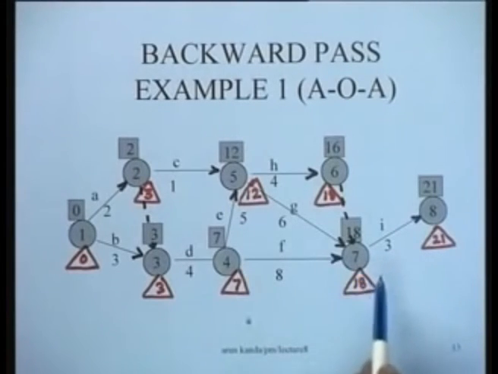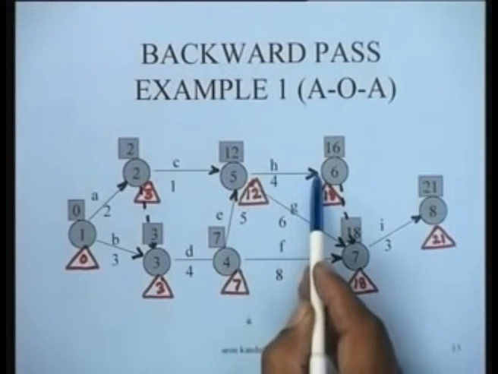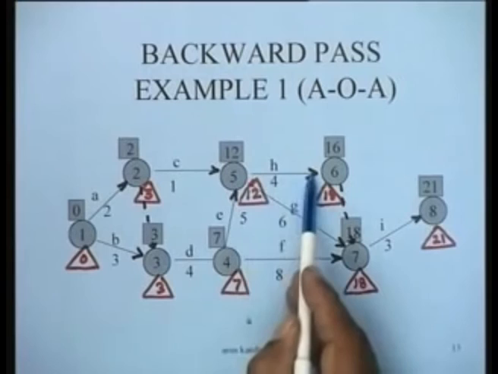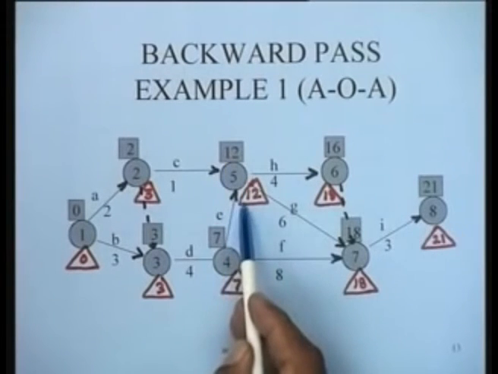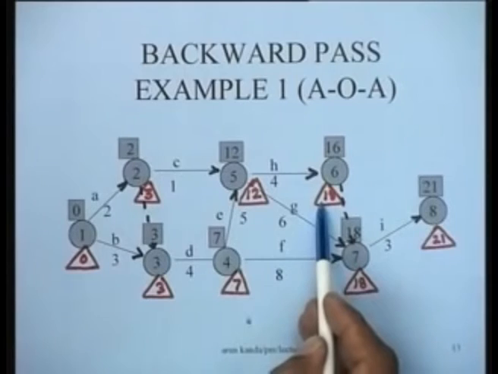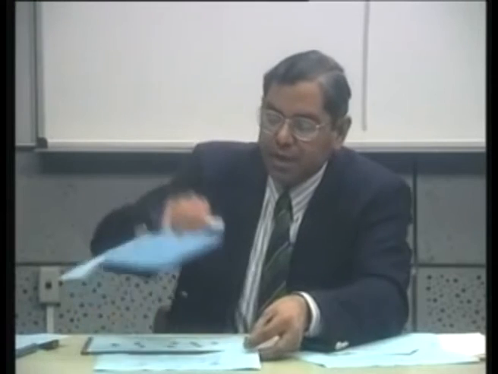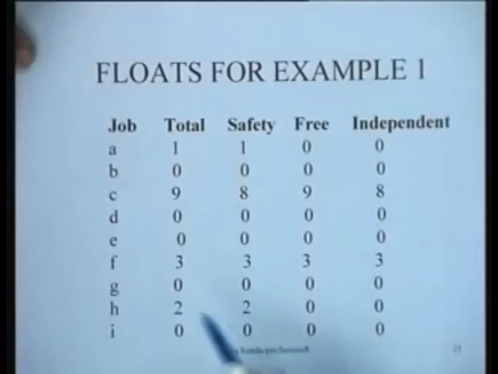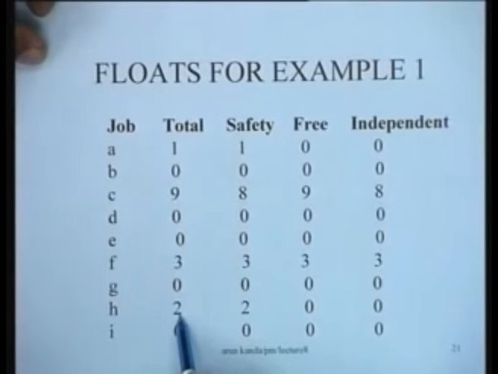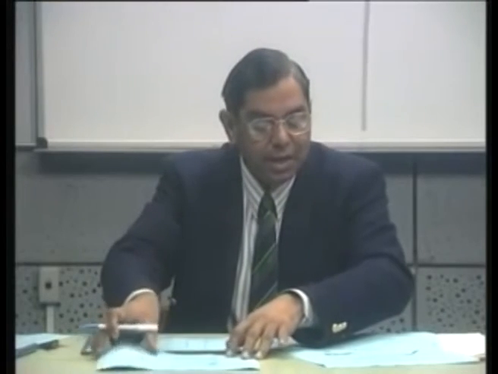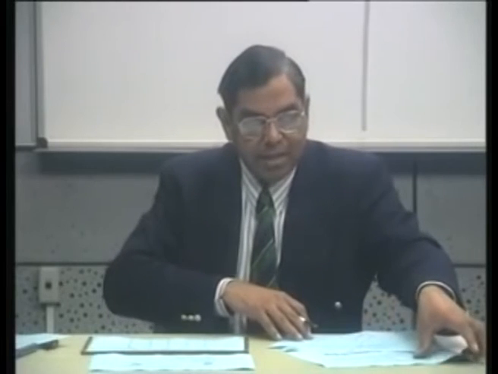Take for instance the other activity H. For this particular activity the slack on the preceding node is 0, the slack on the succeeding node is 2. So for this activity the total float is 2, the slack on the preceding node is 0, so the safety float is 2 and the free float is 0, because 2 minus 2 is 0, and the independent float is also 0. So this is how we can actually compute all the floats for the example.